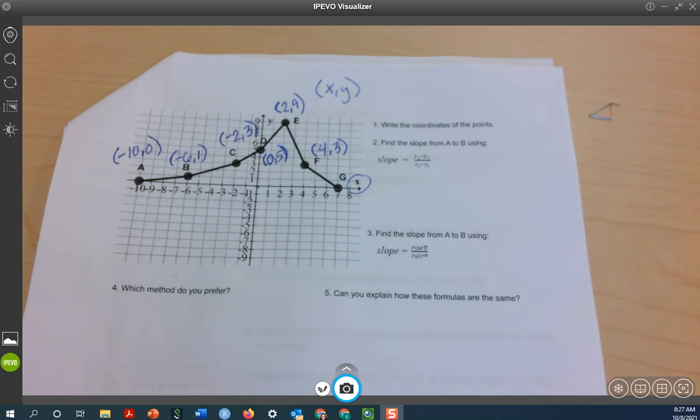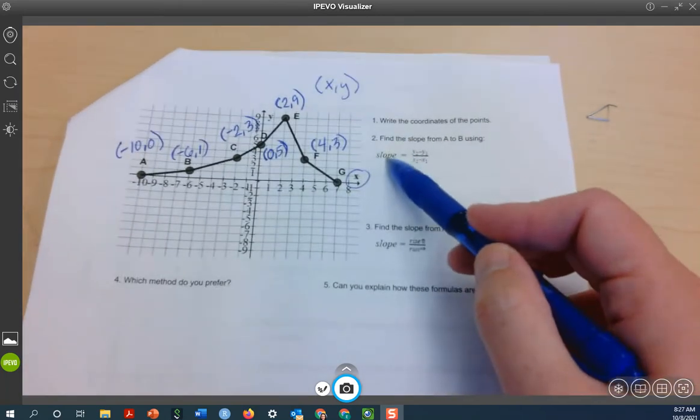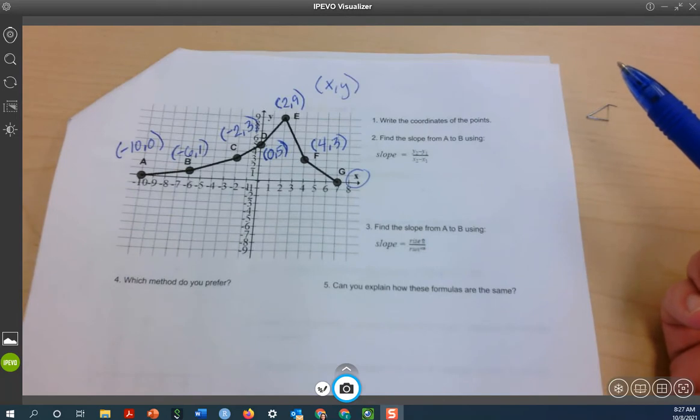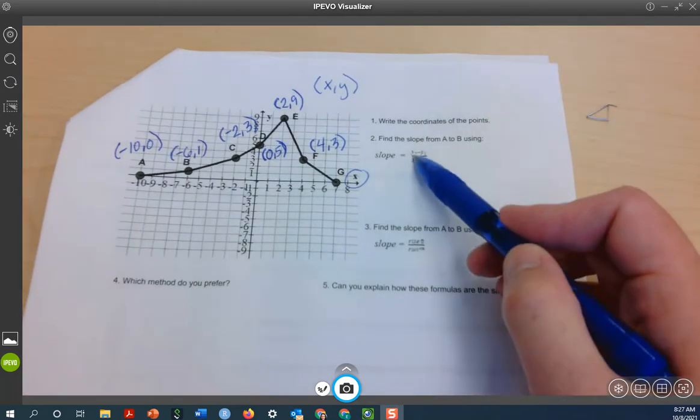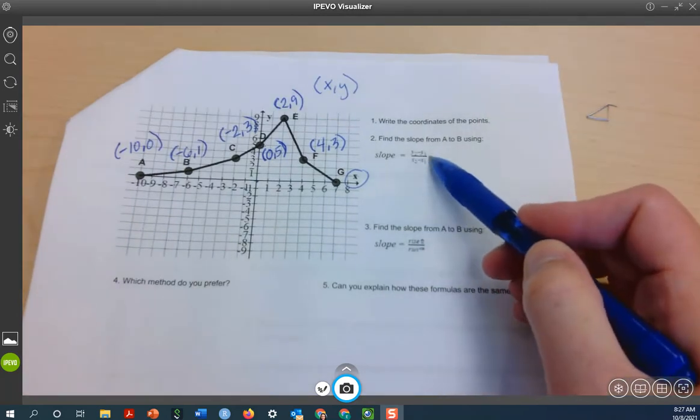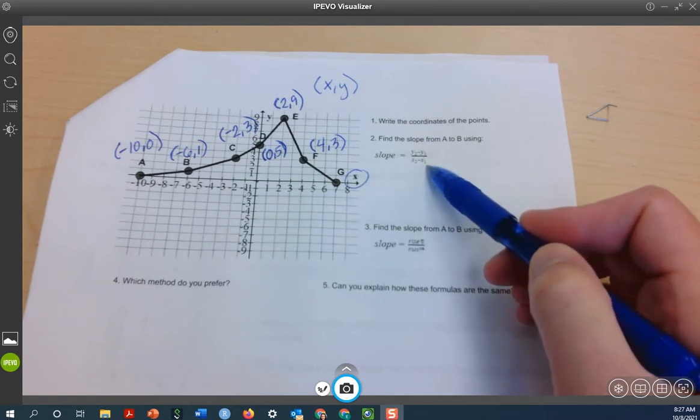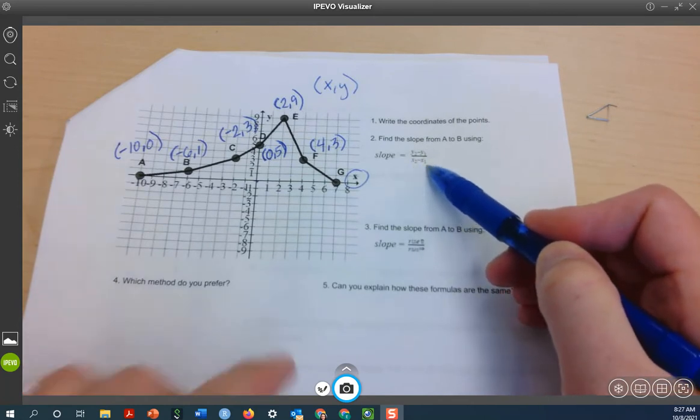All right, any questions on those coordinates? We good with those? Okay. So the slope formula that you might remember from Algebra 1 is the second y minus the first y over the second x minus the first x, okay?